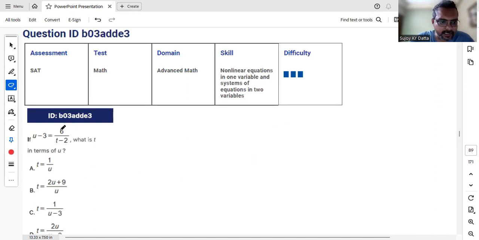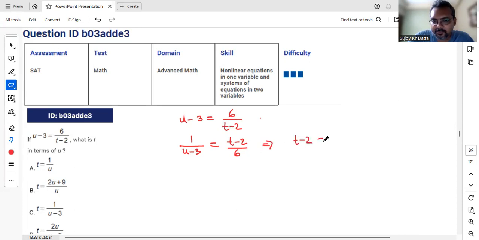So they're saying u minus 3 equals 6 over t minus 2. What is t? Since they're asking for the value of t, the first thing we need to do is get the t from the denominator up to the numerator. So we take the reciprocal on both sides and we get 1 over u minus 3 equals t minus 2 over 6. Now it's very easy. Get that 6 out of the way from the t side, so multiply both sides by 6. t minus 2 would be 6 over u minus 3.